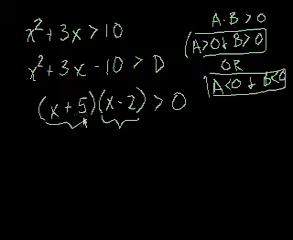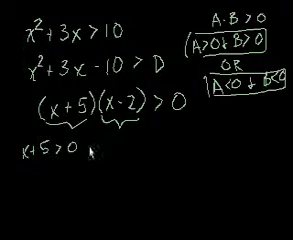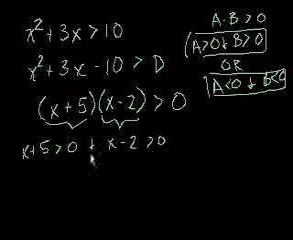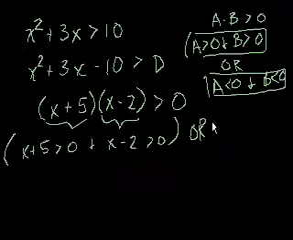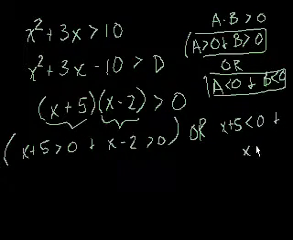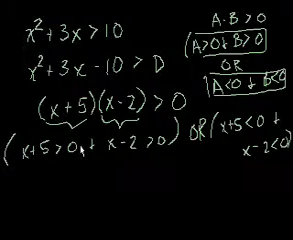So we know that either both of these are positive: x plus 5 is greater than 0 and x minus 2 is greater than 0. Or, now this is a little confusing, but if you work through these problems, it actually makes a lot of sense. Or they're both negative: x plus 5 is less than 0 and x minus 2 is less than 0. I know that's confusing, but just think of it in terms of we have two expressions. They're either both positive or both negative, right? Because when you multiply them, you get something larger than 0. Well, let's solve this side.